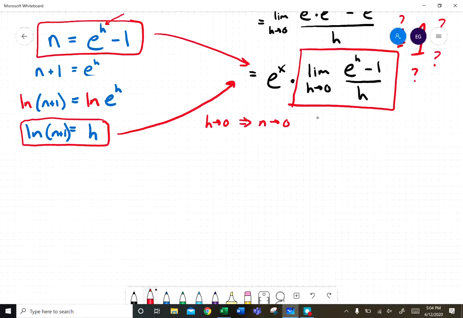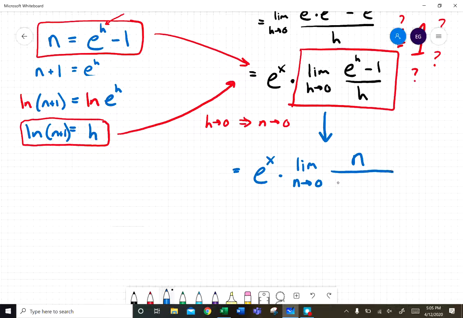Okay, so let's apply our substitution to this limit. We have e to the x times the limit as n goes to 0, because remember, as h goes to 0, that means n has to go to 0. The numerator, the e to the h minus 1, we're just going to call that n. So it's just a change of variable. N is just a placeholder for e to the h minus 1. And on the bottom, we have the natural log of n plus 1.